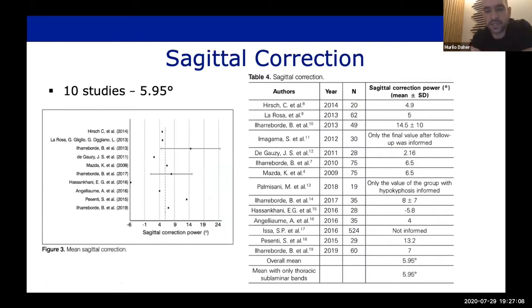About the sagittal correction, we had a median of 5.9 degrees of sagittal correction, so almost 6 degrees of mean correction, and it wasn't possible to divide the population by whether we had hypokyphosis, hyperkyphosis, or normal kyphosis. So the whole group had a mean of 5.9 degrees of sagittal correction.